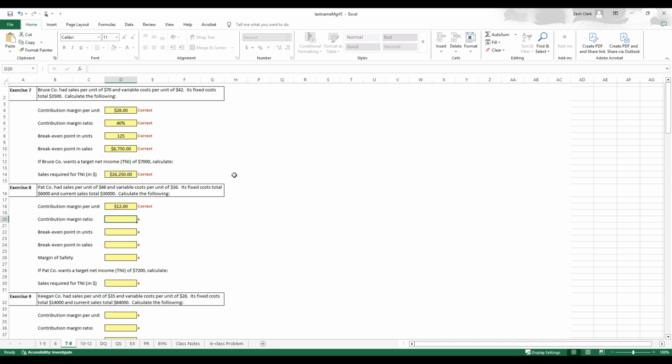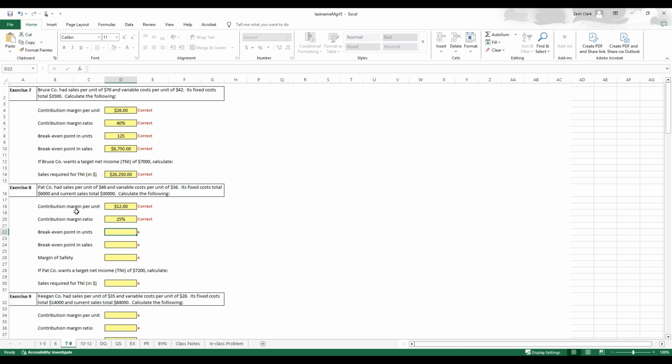Whoop, that didn't work. Let's see. I wanted to put it in percentage. So let me see if this works. 12 divided by 48. There we go. So 25% contribution margin ratio.